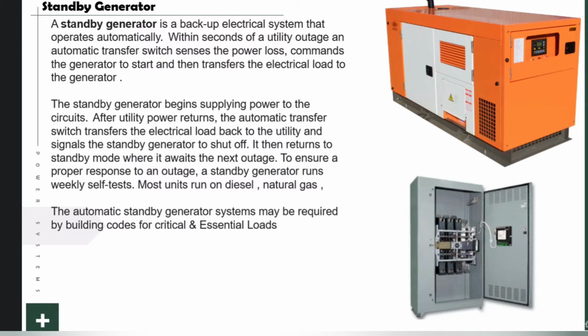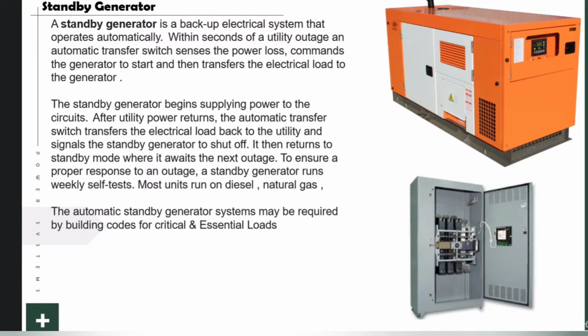Here in this lecture I will talk about the second type of the power source, which is the standby generator. A standby generator is a backup electrical system that operates automatically within seconds of a utility outage. An automatic transfer switch senses the power loss, commands the generator to start, then transfers the electrical load to the generator. The standby generator begins applying power to the circuits until utility power returns.